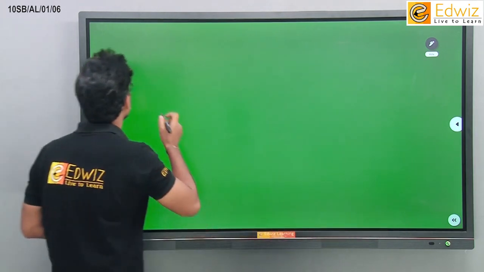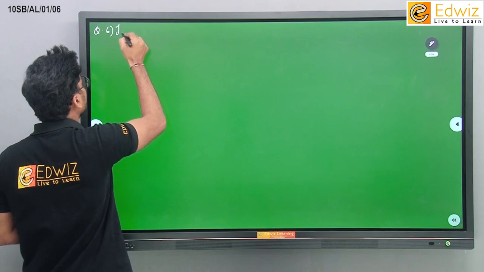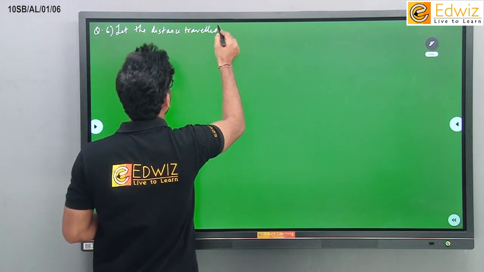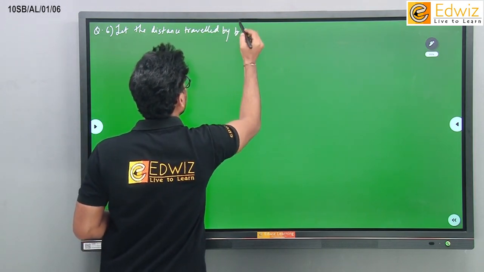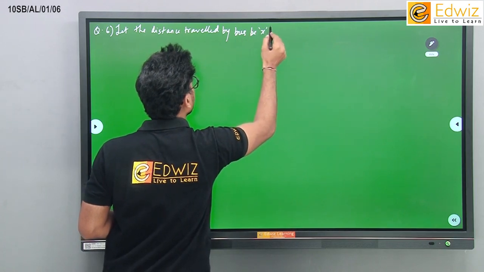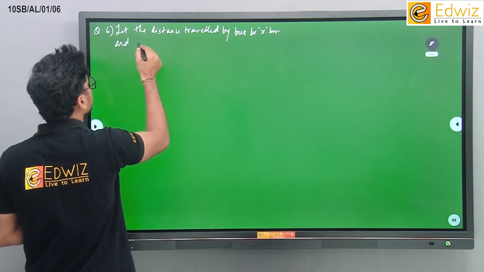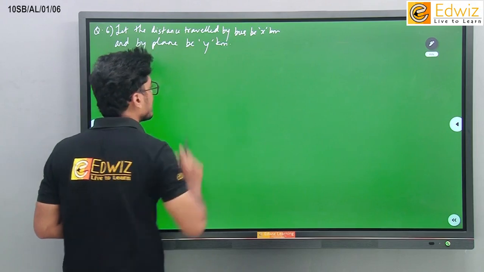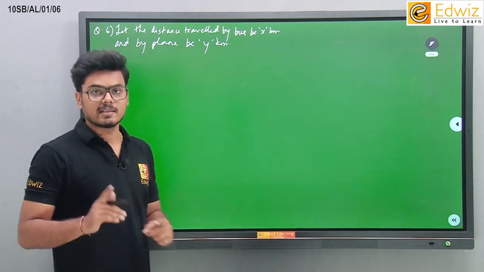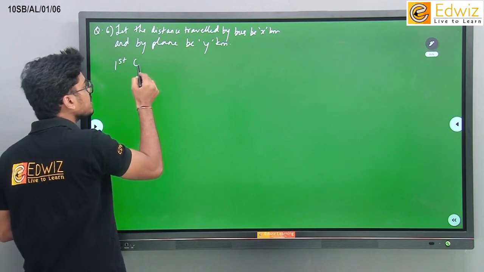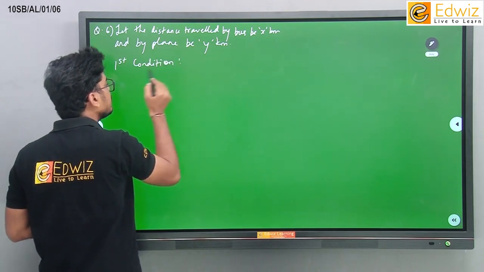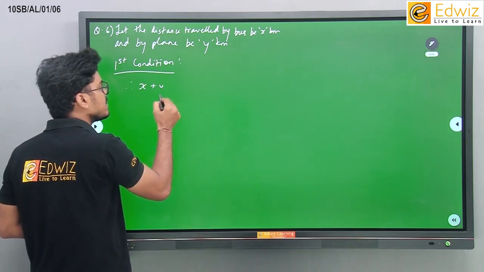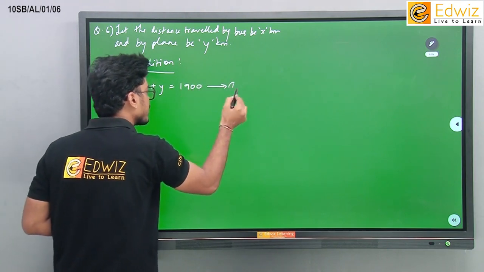Let us take the distance traveled by bus to be x. Distance traveled by bus be x kilometers and by plane be y kilometers. तो बस के डिस्टेंस को x ले लिया, प्लेन के डिस्टेंस को y ले लिया. यहां पे फर्स्ट कंडीशन तो यही है, फर्स्ट कंडीशन इज दैट द टोटल डिस्टेंस इज 1900 किलोमीटर्स, मतलब x प्लस y इज टोटल इक्वल टू 1900 किलोमीटर्स. ये मेरा हो गया फर्स्ट इक्वेशन.